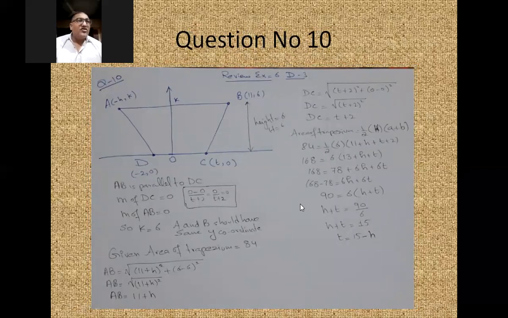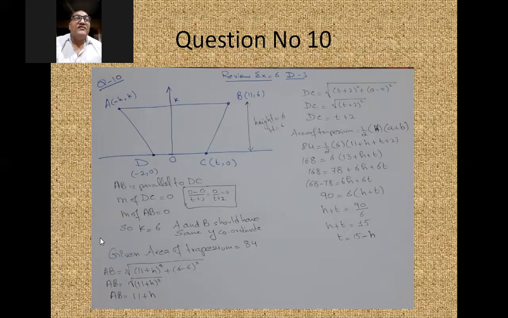So on your screen, the question number 10 is showing up from the review exercise 6 from the book D3. This is New Syllabus Mathematics 7th edition. Question number 10. This diagram is also given in the question. He says the diagram shows a trapezium ABCD, in which the AB is parallel to the DC. It's already given to us that the AB and the DC, they both are parallel to each other. He says the area of the ABCD is 84 units square. The area of this trapezium is already given to us.